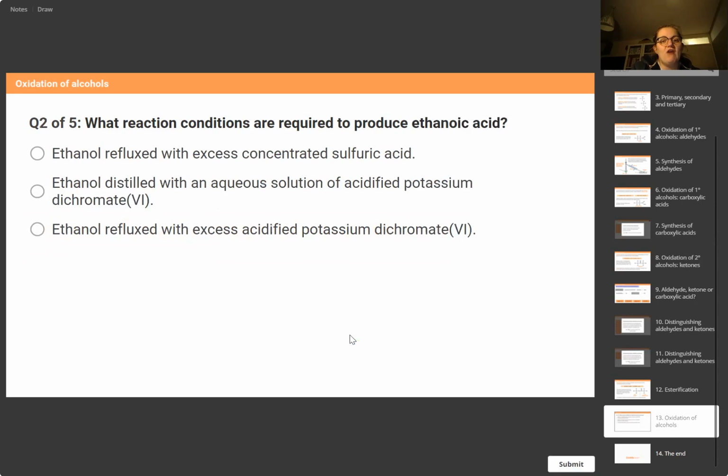So this one, what reaction conditions are required to produce ethanoic acid? Here we go. Ethanoic acid is going to be a carboxylic acid. We're looking at it from an alcohol perspective, so we're talking about ethanol here. It needs to be refluxed. What's it going to be refluxed in? It's going to be refluxed with excess potassium dichromate.